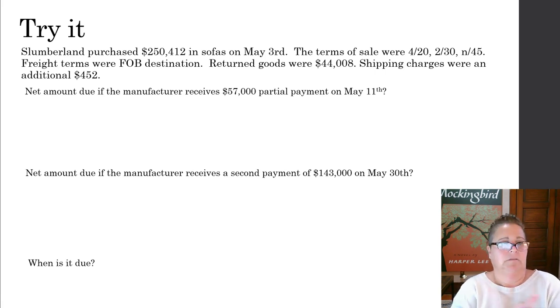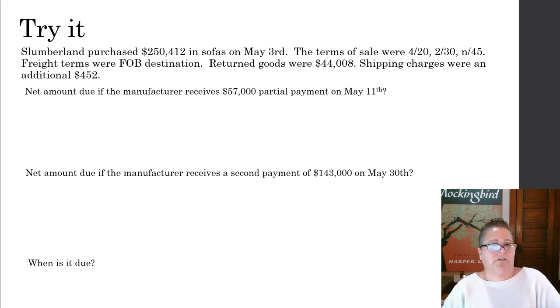Okay. All right, here we go. Slumberland purchases $250,412 in sofas on May 3rd. $250,412 is our invoice. I'm not sure all what's included in there yet. May 3rd is our invoice date. Terms of the sale were 4/20, 2/30, and net 45.